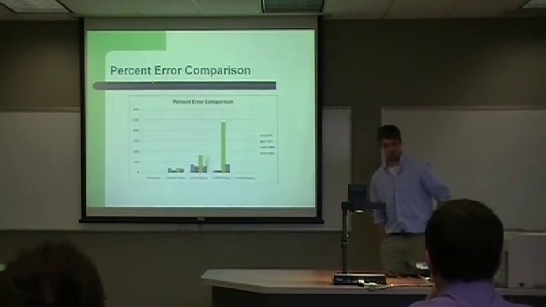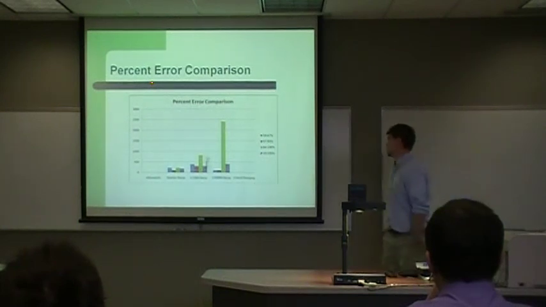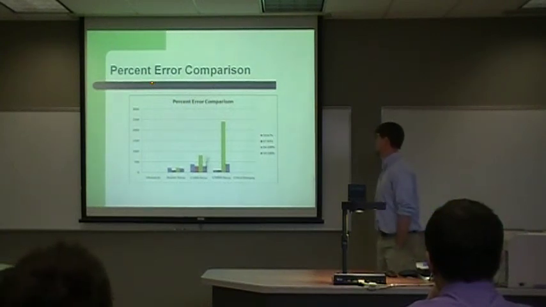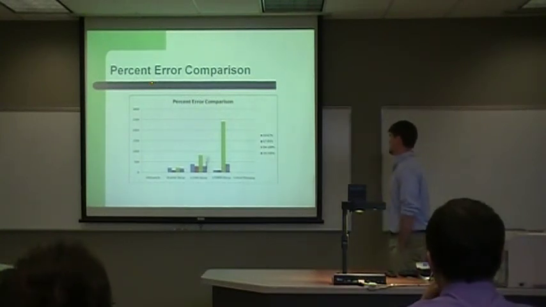And percent error comparison. This is the one I pointed out earlier, the tall green bar for 1/500. That was the one for the 84 to 100% range that was way off, and that's why you see that large error. But for the most part, our errors are consistent throughout.